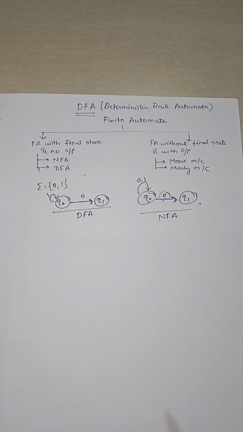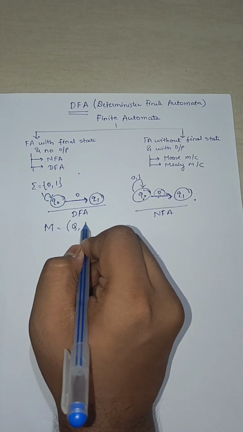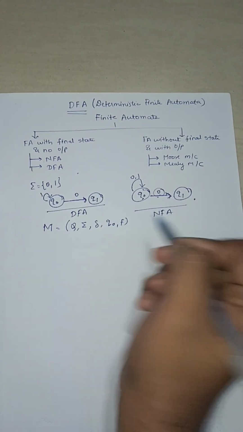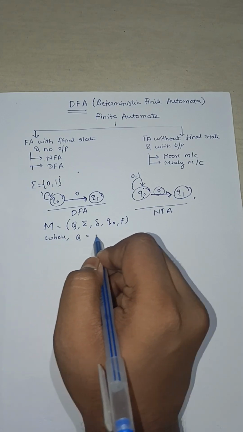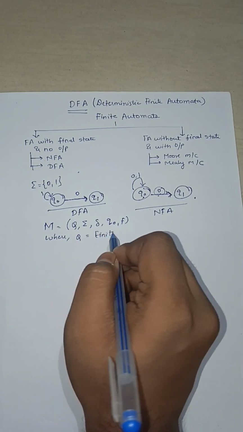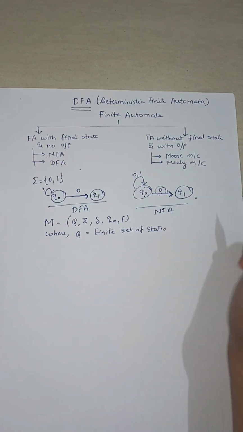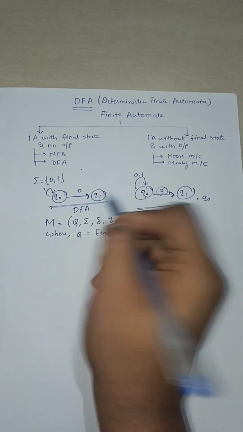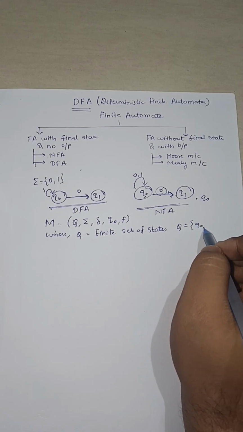DFA in the mathematical equation can be represented as M equals (Q, Σ, δ, q0, F), where Q equals a finite set of states. Like in this DFA, Q0 and Q1 are two states, so Q will be shown as {Q0, Q1}.